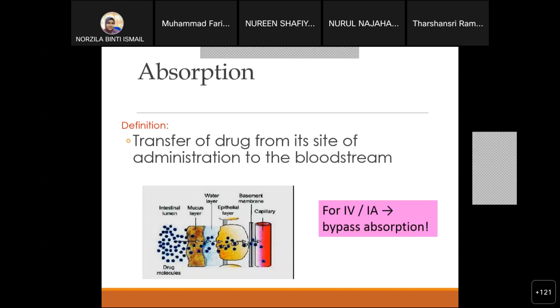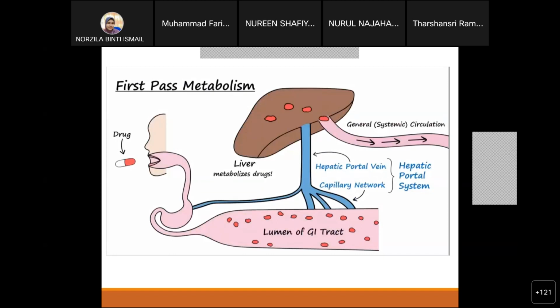So IV, intravenous or intraarterial, can bypass absorption because the needle will bring the drug straight to the blood circulation. So this is the first pass metabolism or liver metabolism, as we discussed on Monday, right? Remember the hepatic portal vein? These are the veins that connect the alimentary tract or GI tract, any component inside the GI tract, straight to the liver. So in the liver, the drugs will be filtered or metabolized and then excreted back to the blood circulation.